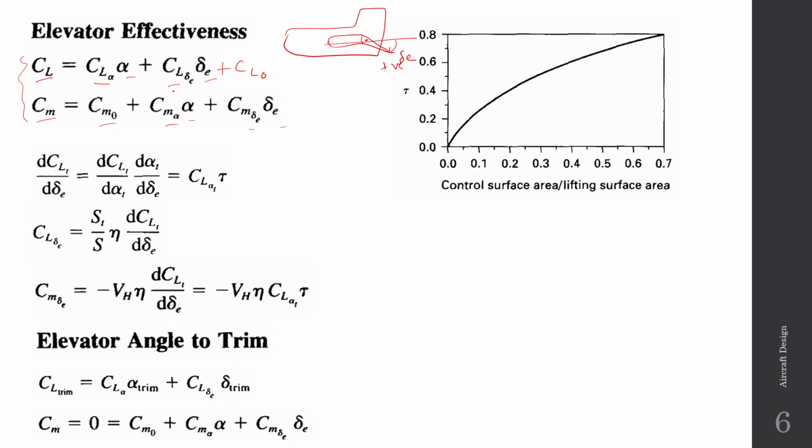Now coming to this term, CL delta E. So CL delta E and Cm delta E, we can further expand these terms. CL delta E, we can write like this, dCLT by d delta E. So we can expand it using the chain rule: dCLT by d alpha t into d alpha t by d delta E.